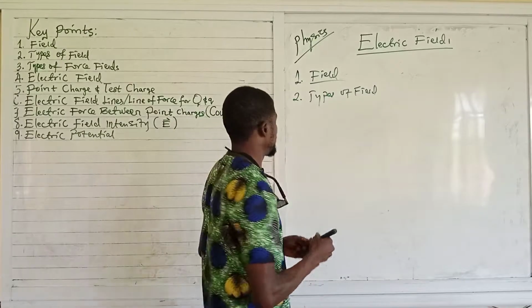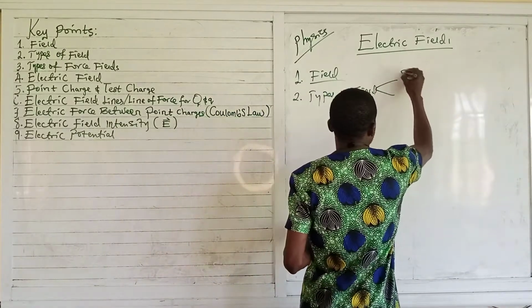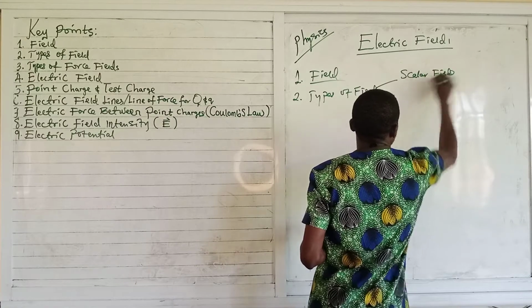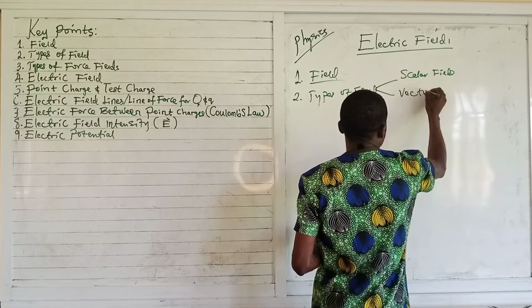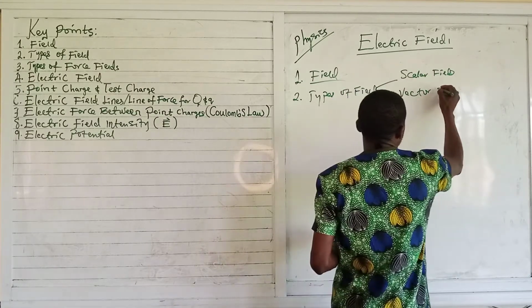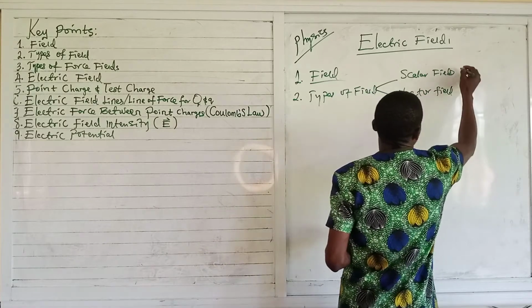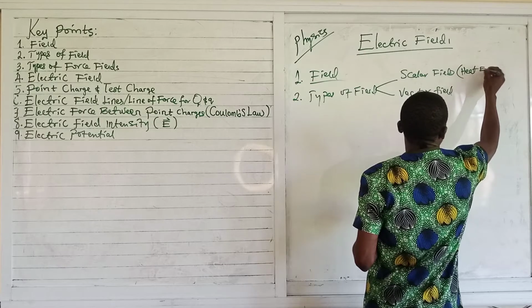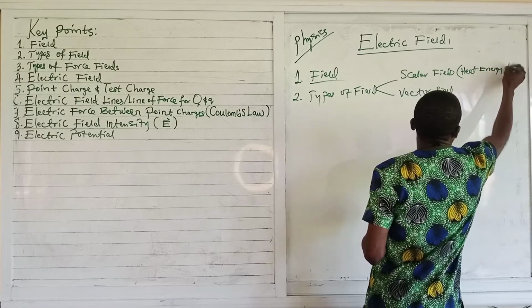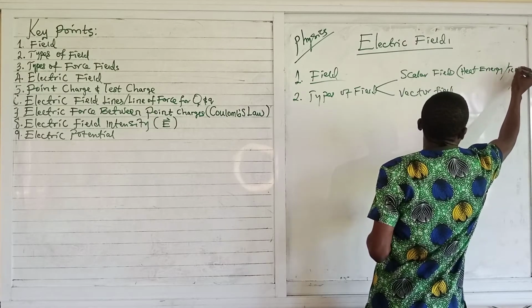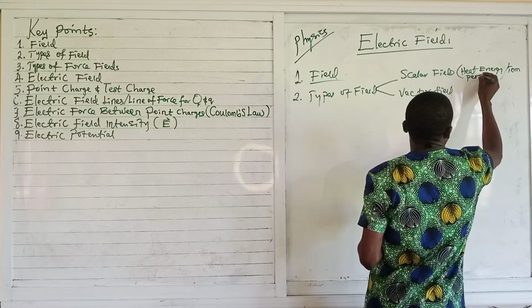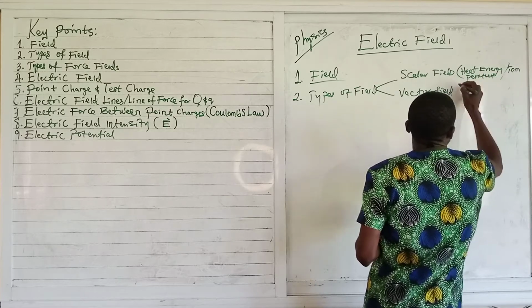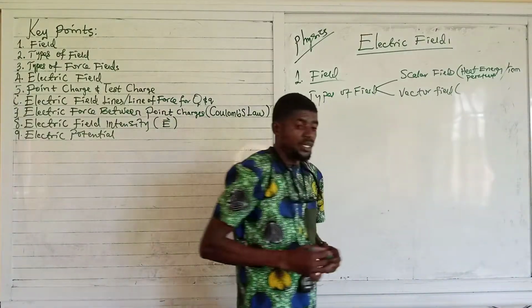How about vector fields? So we say that we have scalar fields, and then we have vector fields. For scalar fields, we say we have heat energy, or temperature. So how about vector fields?